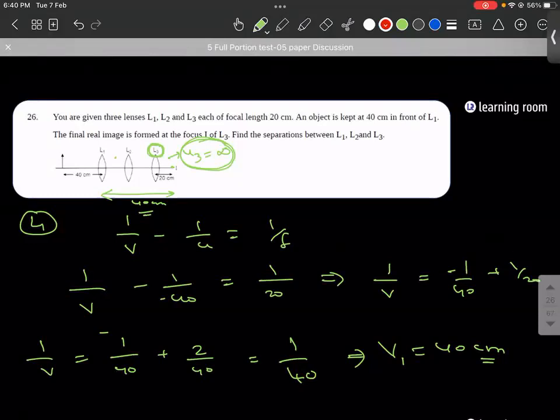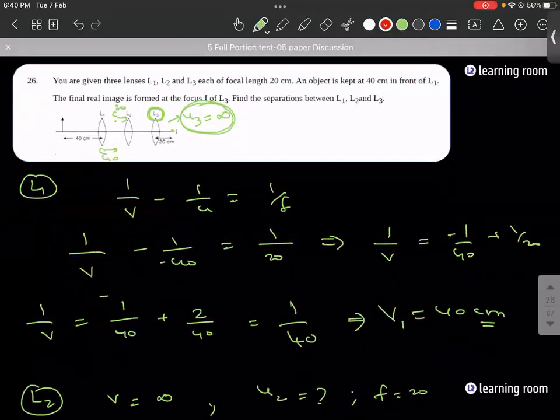So it should be somewhere over here. If U2 is minus 20 centimeter, then what should be the separation between L1 and L2? If this is 20, remember, this is 40. Why? Sir, the image is formed at 40. Yes, 40. But this point is at a distance of 20 from L2 on the left of it. So the distance of separation between L1 and L2 is fixed. And what about the distance of separation between L2 and L3?